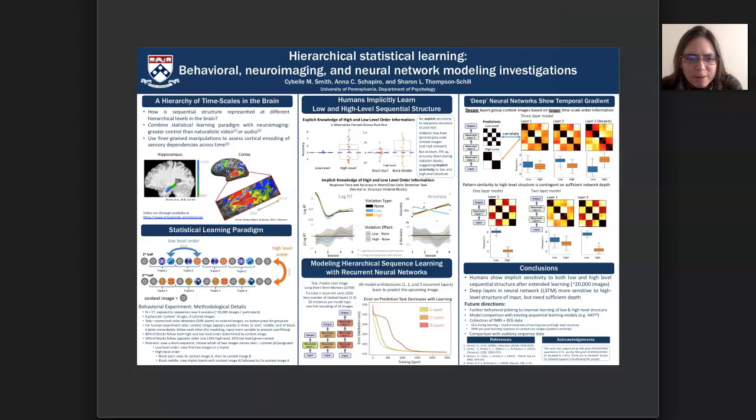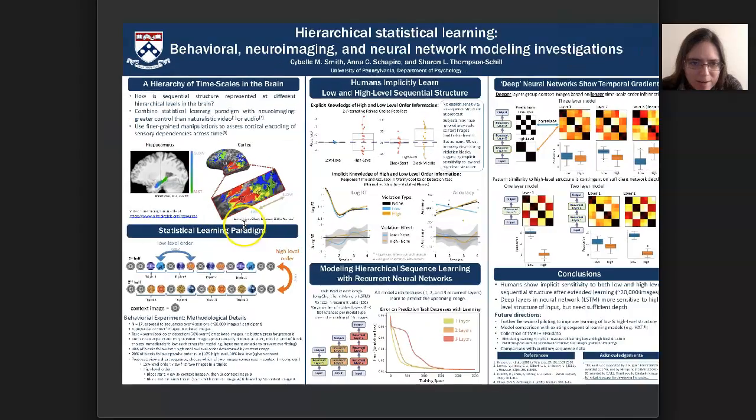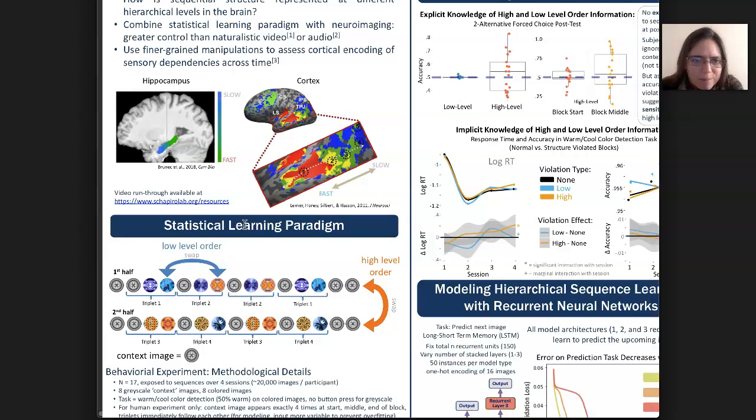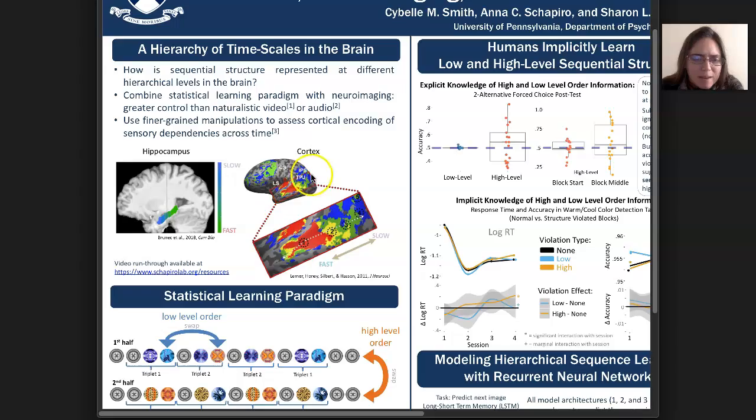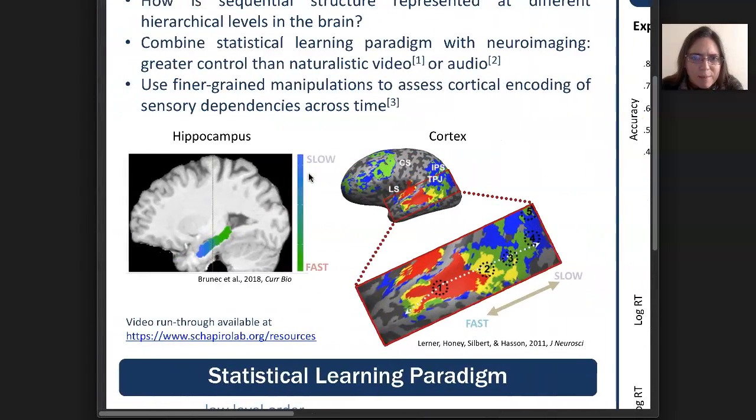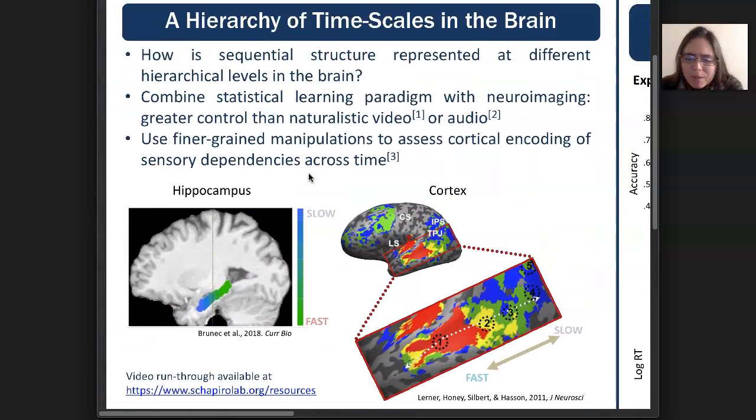We are interested in how the brain is able to organize hierarchically structured information in the world around us. A lot of past work in humans has identified these cool gradients of sensitivity to different time scales at different parts of cortex and also in the hippocampus. But a lot of these paradigms for humans have relied on naturalistic stimuli.